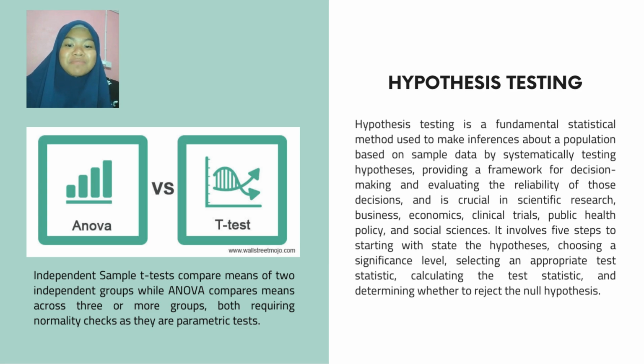Before proceeding with the one-way ANOVA test, we also need to check the data for normality. Since one-way ANOVA is a parametric test, it expects to see data that are reasonably close to normally distributed. That's all for hypothesis testing.